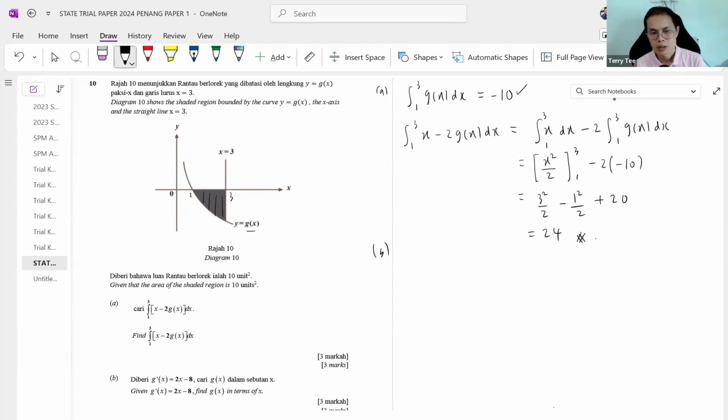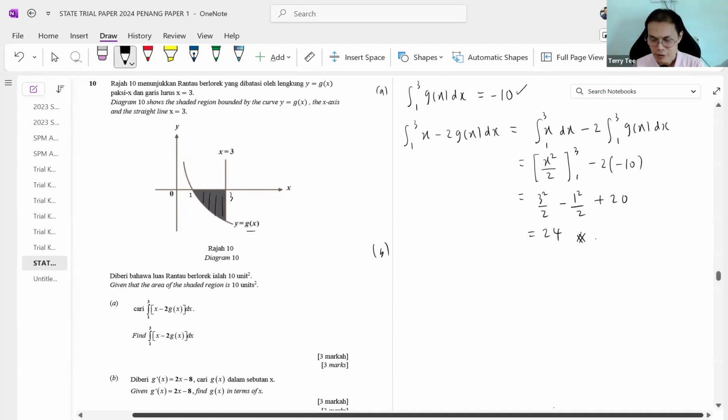Okay, next, you're given that the derivative, g prime x equals 2x minus 8. Find gx. So that means you're given basically the dy by dx, the gradient function. You're finding your y. gx is your y, yeah? Your y equals gx. So we can find your y or equation of the curve by integrating your gradient function. Integrate 2x minus 8. So this is x squared minus 8x plus c.